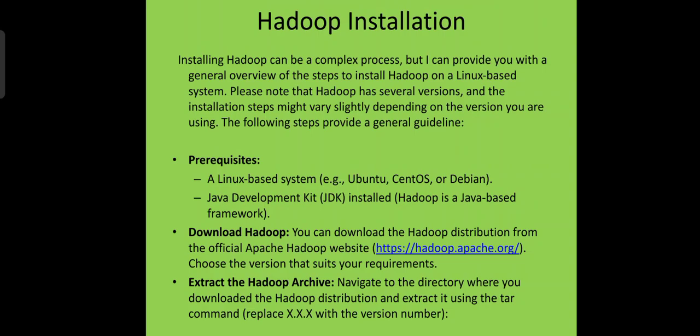Extract the Hadoop archive. Navigate to the directory where you downloaded the Hadoop distribution and extract it using the tar command, replacing the placeholder with the version number. With the help of this, you can use this command.